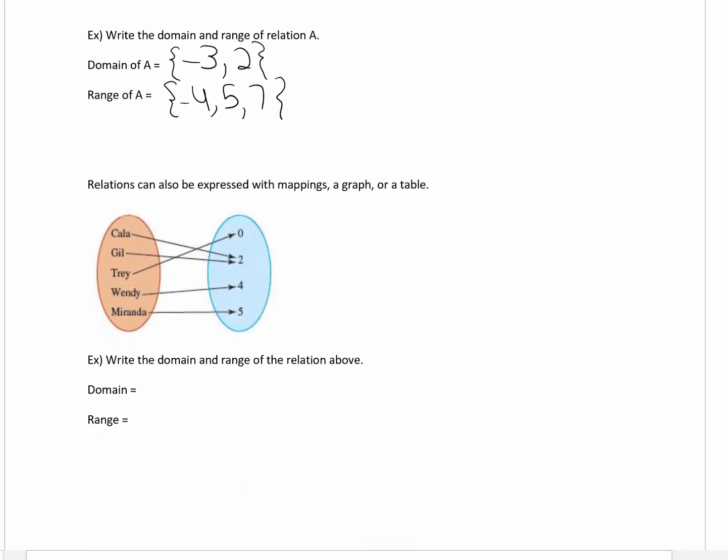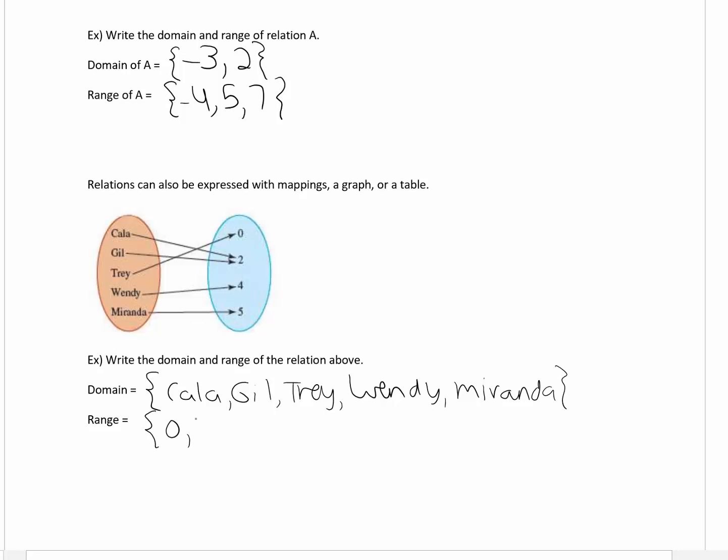Okay, so relations can also be expressed with mappings, a graph, or a table. This is an example of a mapping. Miranda is being mapped to 5. So you can always follow what's being mapped to when you follow the arrows. So the domain in this particular mapping are the names. And the range are the numbers.